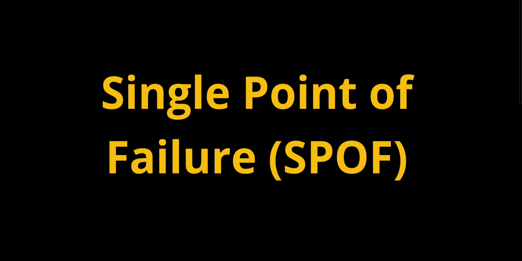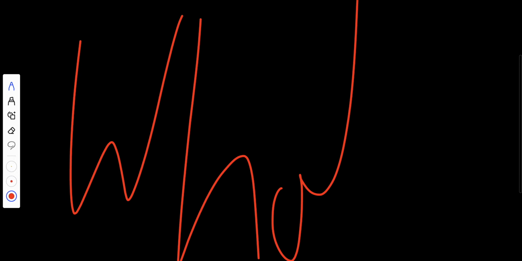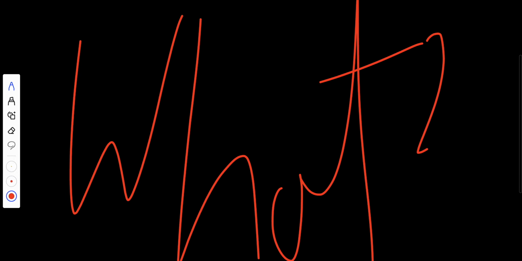So first, let's try to answer the question of the what. In simple terms, a single point of failure is any part of a system that, if it fails, will cause the entire system to stop functioning. It's like having one bridge that connects two cities. If the bridge collapses, there is no other way across at all.